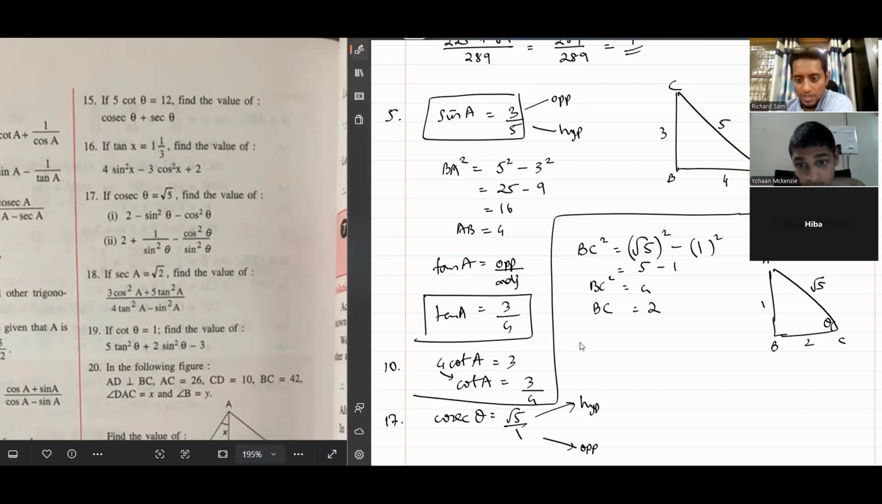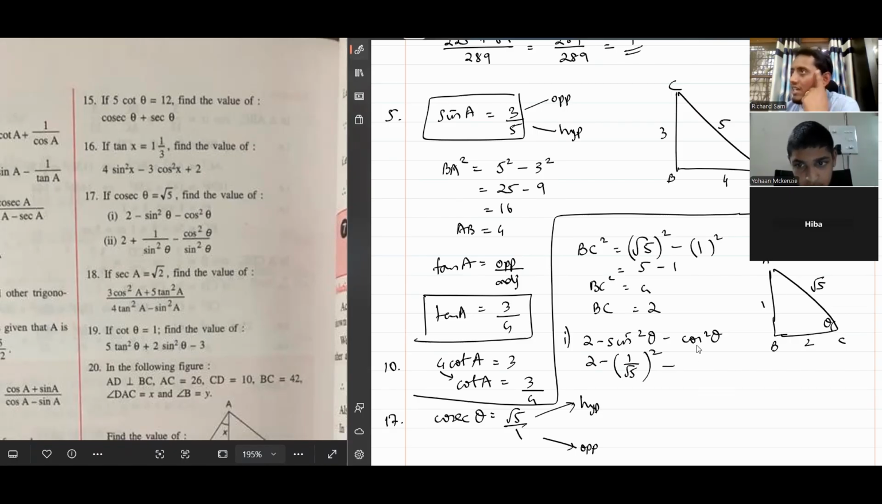Okay, so see the first question. 2 minus sine square theta minus cos square theta. So that's 2 minus. Now here directly you can apply. What is sine square theta? Or what is sine theta's formula? Sine theta is opposite upon hypotenuse. So from theta, what is opposite? 1. Upon what's hypotenuse? Root 5. And it's a square, so square. Correct? Minus cos square theta.